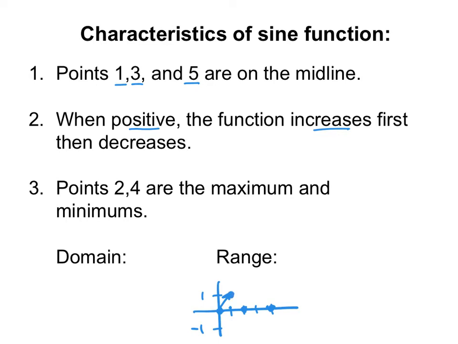So we would come up to 1, go back here. Point 4, which is right here, would be the minimum. And that is what your graph looks like.